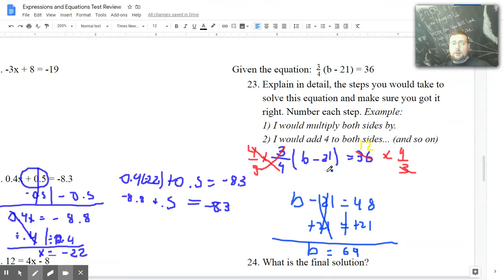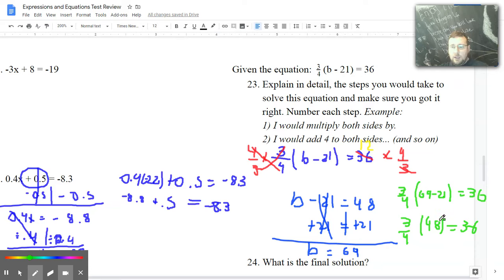You did it right. You could check if you got that right by plugging it back into the original. And I'm going to do that using, let's see, green. I didn't do that yet with green. So you do 3/4 of 69 minus 21, and you have to end up with 36 if you did this right. So I'm going to do parentheses first. 69 minus 21 is 48. And that has to be equal to 36 when multiplied by 3/4. Well, let's see. 48 divided by 4 is 12. And 3 times 12 is 36. I did that right. Good job.